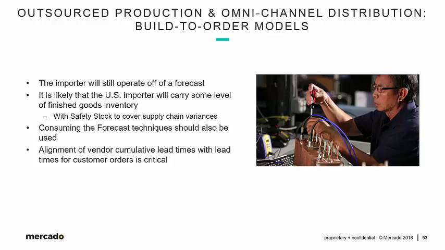Fourth point here is the alignment of vendor cumulative lead times with lead times for customer orders. That's just critical. We've talked about cumulative lead times a bunch of times now. We're not going to define it anymore. But if we have customer orders to fill in 90 days, and the cumulative lead time from a build to order vendor overseas is 120 days, we have a problem. We'll talk more about that as we align inbound purchases with the timing thereof. We'll see more and more of that when we get into our logistics modules.